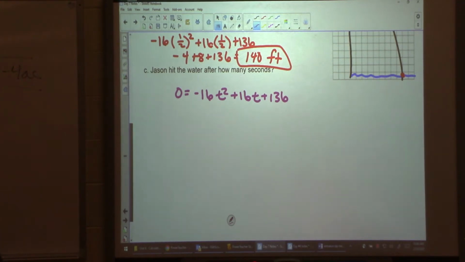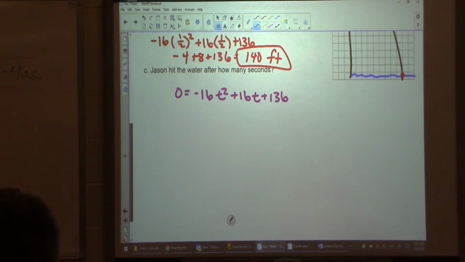Well, we could try and factor that, I guess. Do you guys want to? No, not really. Is there maybe another way that we learned to solve quadratics? The quadratic formula? Yes. Crazy, right?